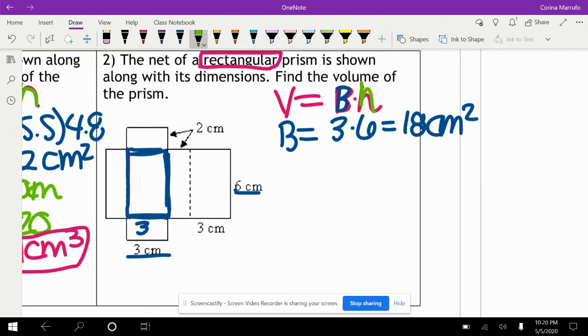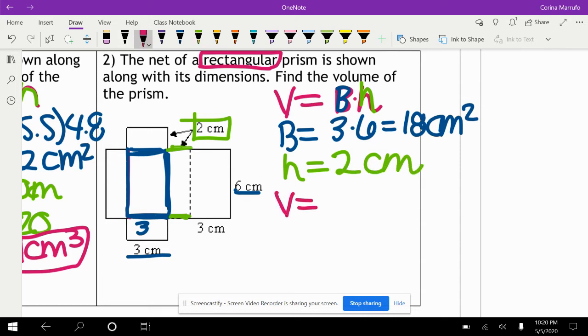Then we're going to find the height of our prism. We need to imagine, say I fold this up. That means this piece right here is going to be how high my prism is going to stand up. In this case, it is going to be 2. So our h is 2 centimeters. Now we're ready to use the formula. Big B we said is 18, and little h we said was 2. So 18 times 2 gives me 36.